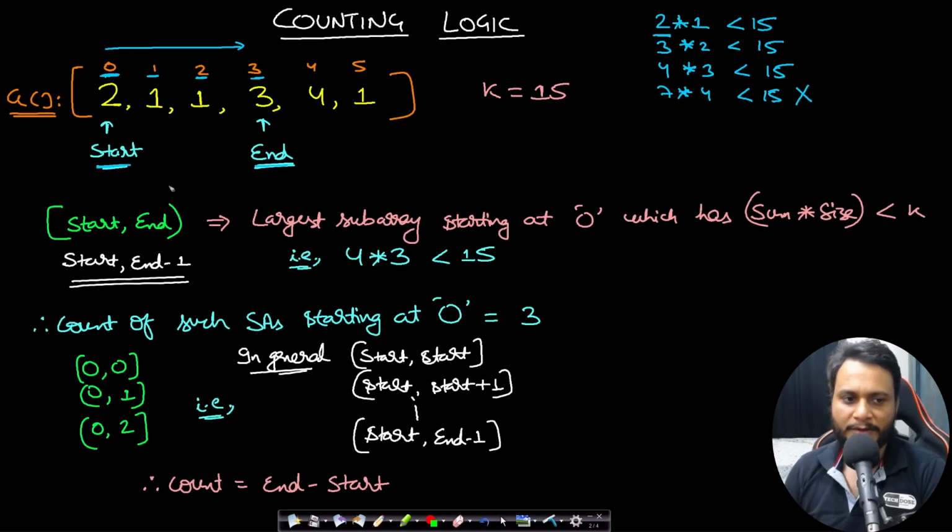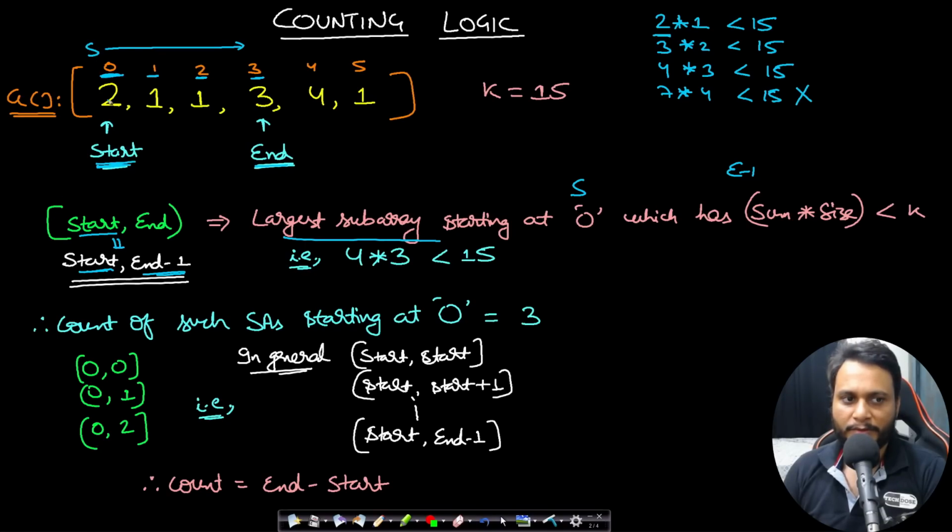In this case, start comma end will be having the start as inclusive, that means including start, and end will be not including the end index. Okay, so this range is from start to end minus 1. So start comma end minus 1 will represent the largest subarray starting at the given start point and ending at end minus 1.